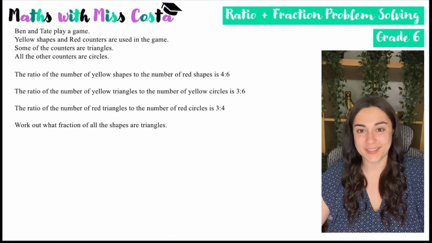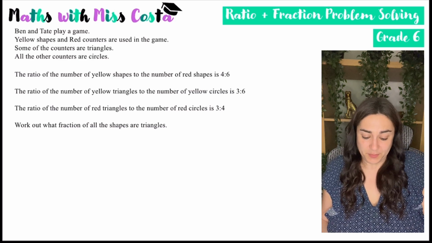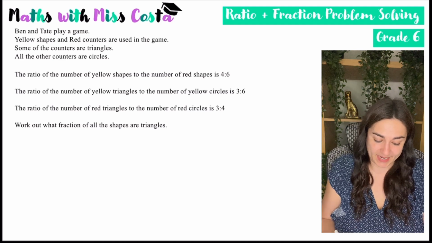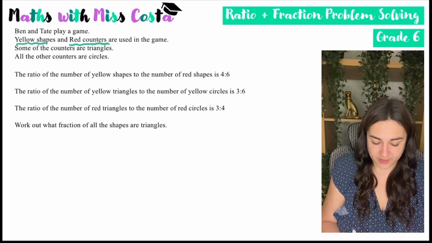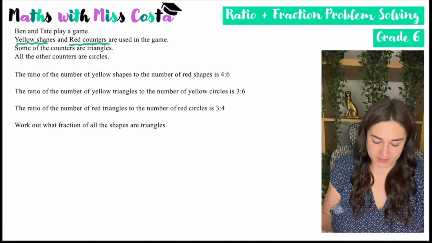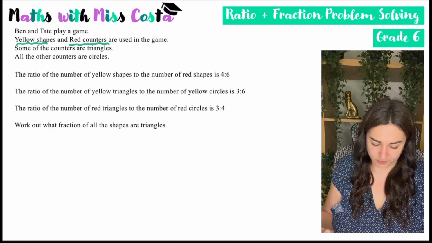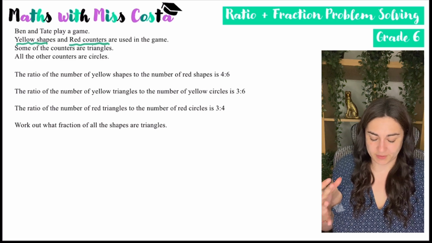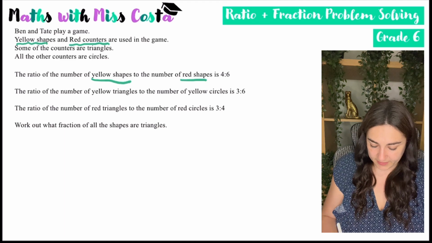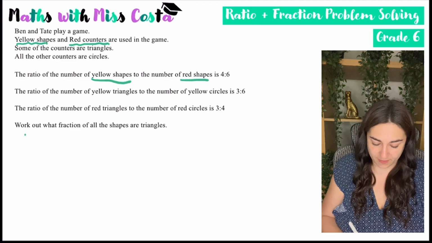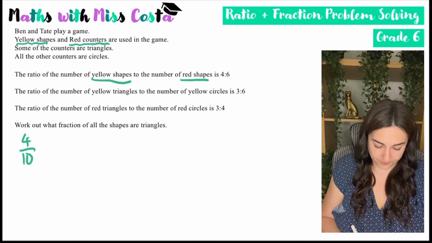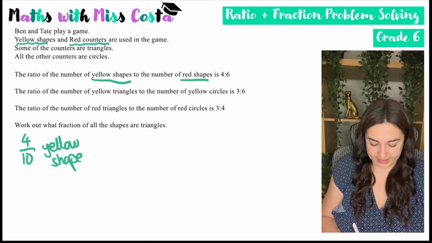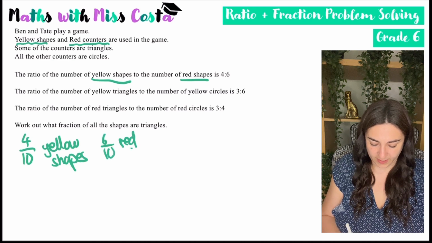Okay, so this is a bit of a complicated looking question, but all I need to do is use my knowledge of fractions and do some working. So Ben and Tate play a game. Yellow shapes and red counters are used in the game. Some of the counters are triangles, all the other counters are circles. The ratio of the number of yellow shapes to the number of red shapes, I'm assuming shapes and counters are interchangeable, so yellow shapes to red shapes is 4 to 6. So therefore 4/10 of the shapes are yellow and 6/10 are red shapes.